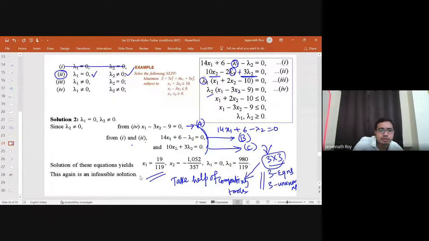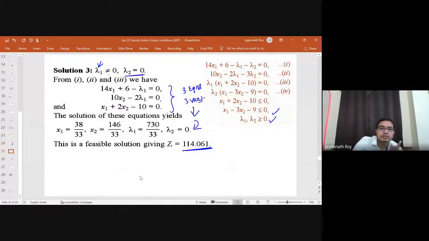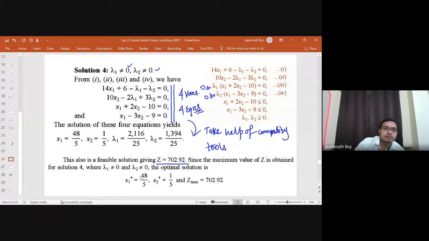So between all the solutions, solution 1 is infeasible, we reject it. Solution 2 is also infeasible, so reject it. Solution 3 is feasible, let us keep it. And solution 4, let us keep it also. So between solution 3 and 4, which is maximum? Solution 4 is maximum. So this is our optimal solution. This is how we use Kuhn-Tucker conditions to find the optimal solution for a constrained nonlinear optimization problem with more than one constraint.